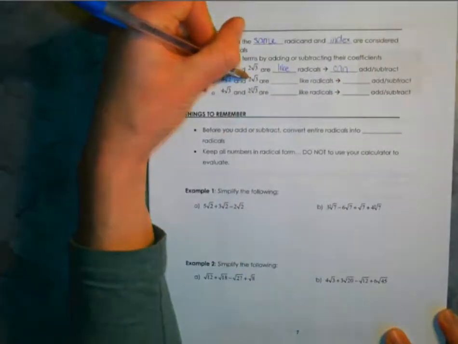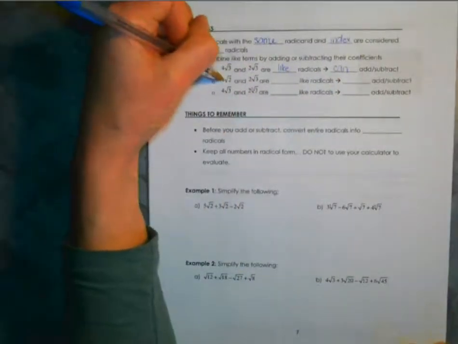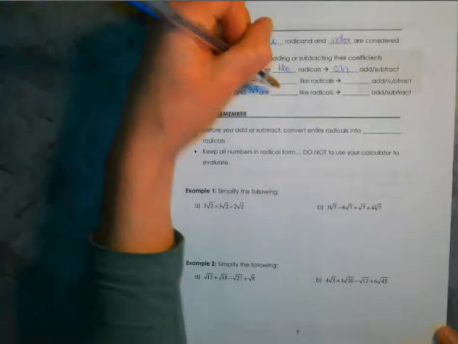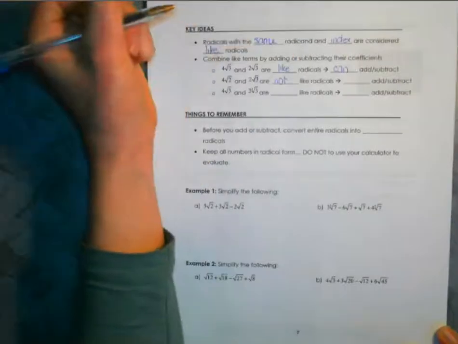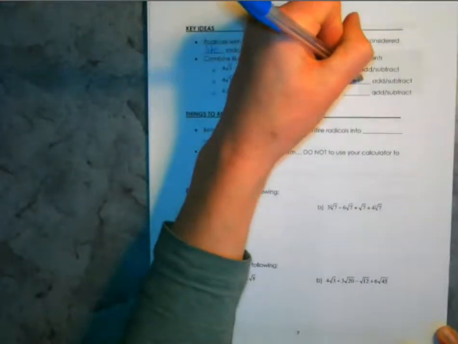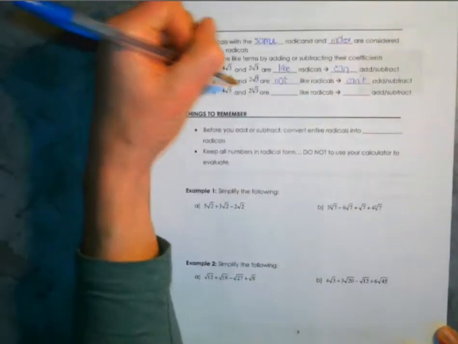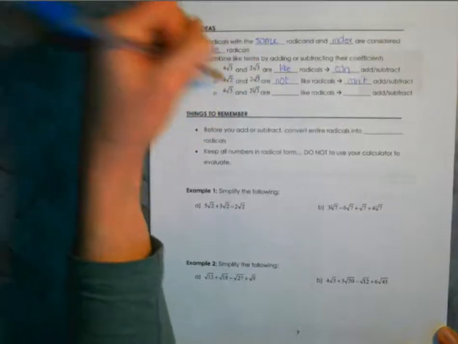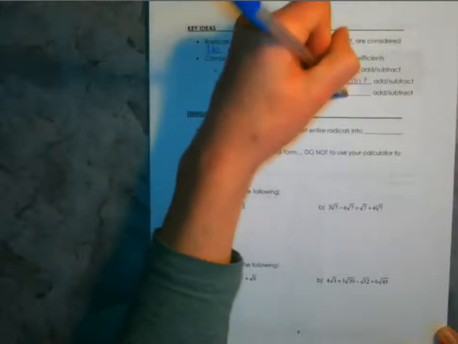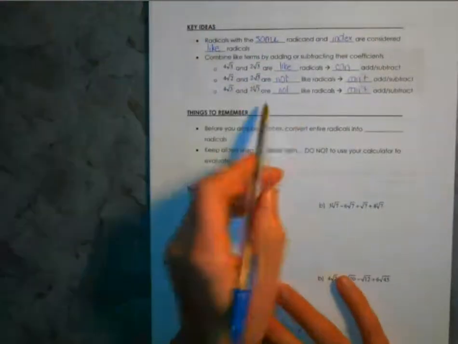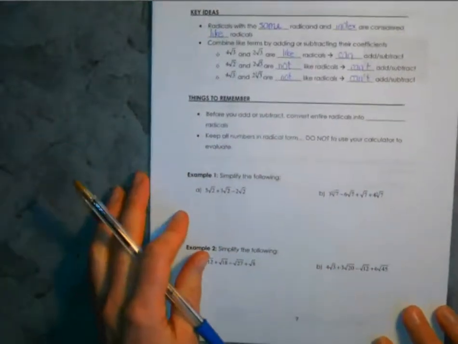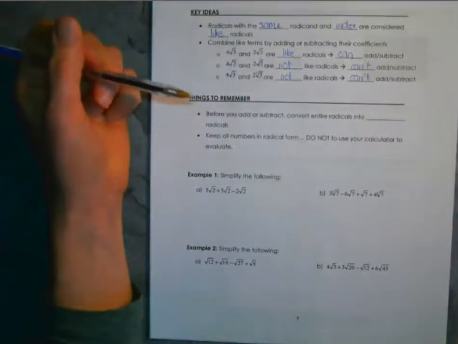4 root 2 and 2 root 3, are those like or not like? Well, they're both square roots, but this one has a radicand of 2 and this one has a radicand of 3, so they are not like radicals, so you can't add or subtract them with each other. What about 4 root 3 and 2 cube root 3? In this case, they have the same radicand but different indexes, so again, they are not like radicals, and so you can't add or subtract them. Okay, I kind of gave it away by the way it's worded there, so you probably caught on to that, but it's a good idea for you to really be familiar with those rules.